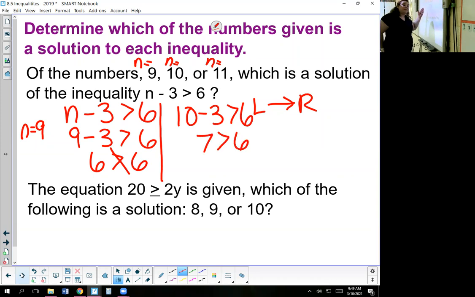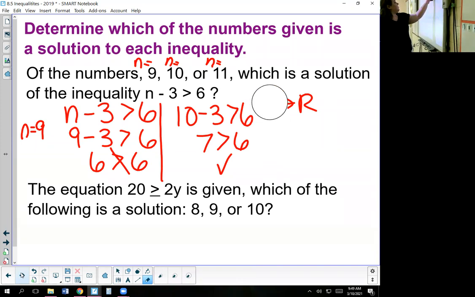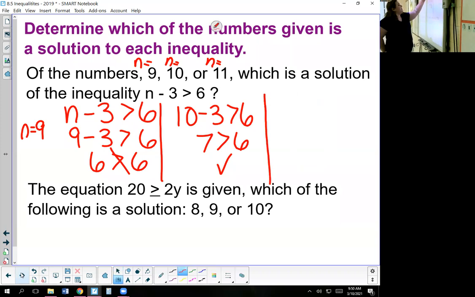Again, I'm reading it from left to right. That is true. 7 is greater than 6. So if 7 is greater than 6, then you should assume, by using logical thinking here, if 10 is going to work, then 11 should work, because again, it's bigger than 10. So if 10's working, 11 should work.